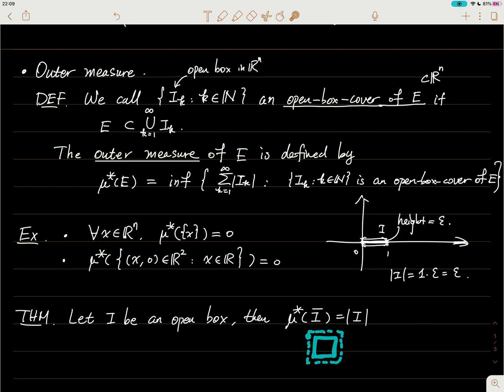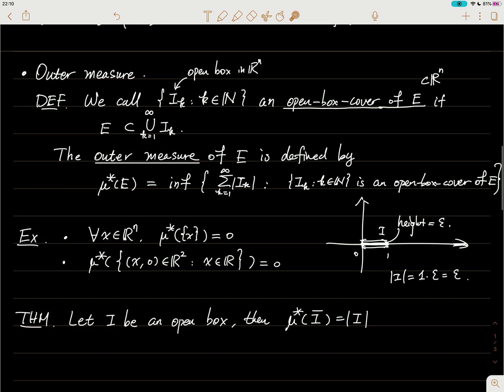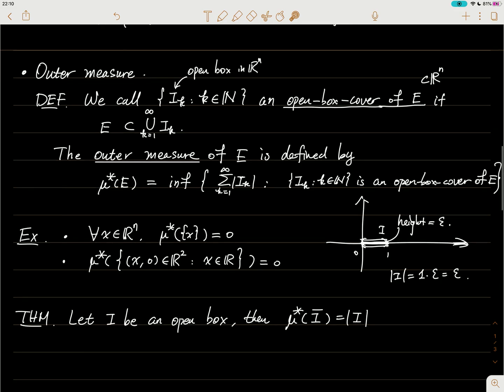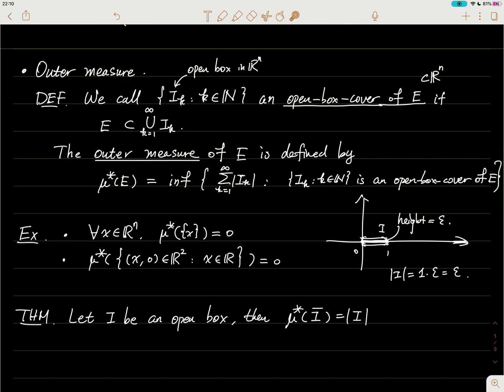And then you can easily show that the outer measure of the closure of I is less than or equal to the area of I plus some epsilon, for arbitrarily small epsilon. And by that, we can show that this is just equal to that. I want to leave this as an exercise for you because this is very easy to do, and you want to do the proof and convince yourself. Okay, so now let's move on to a more challenging one.